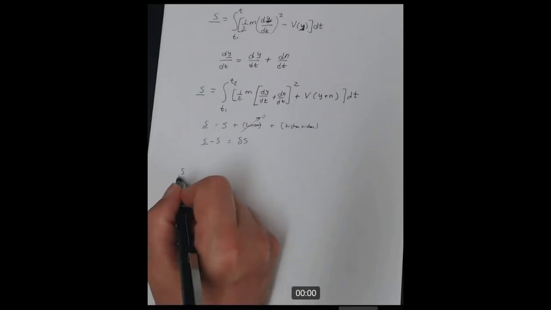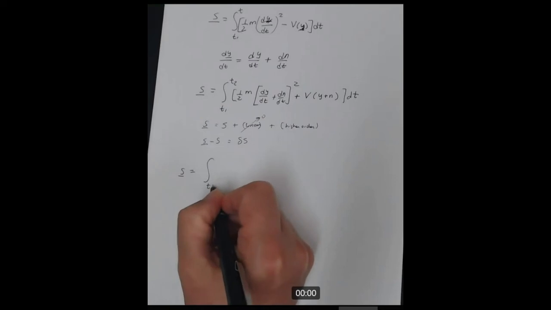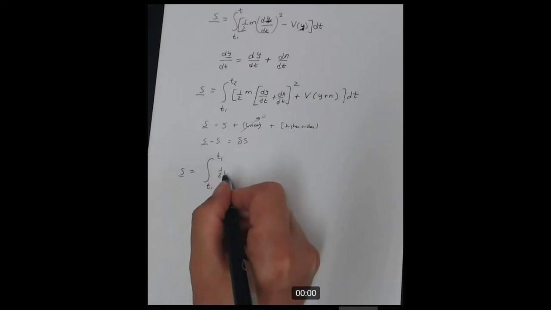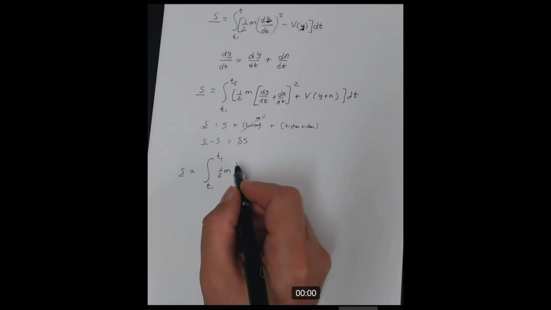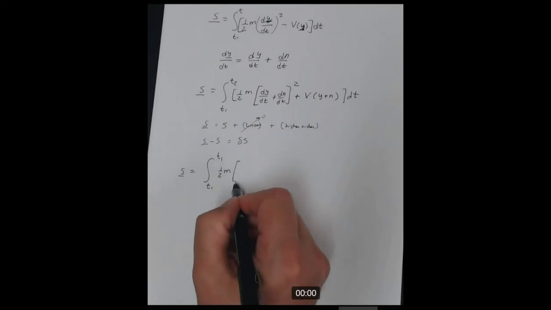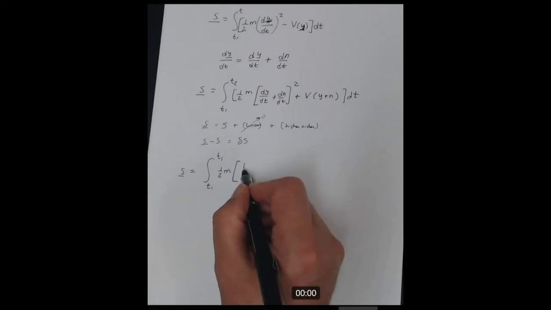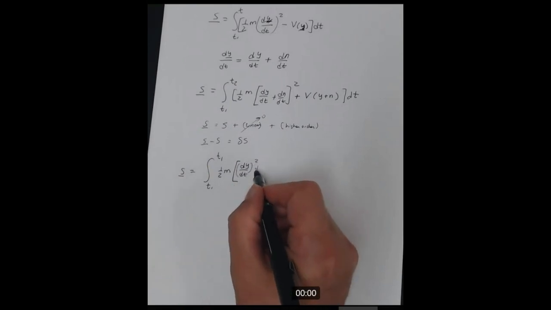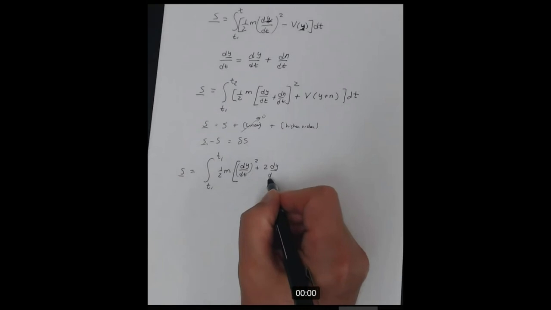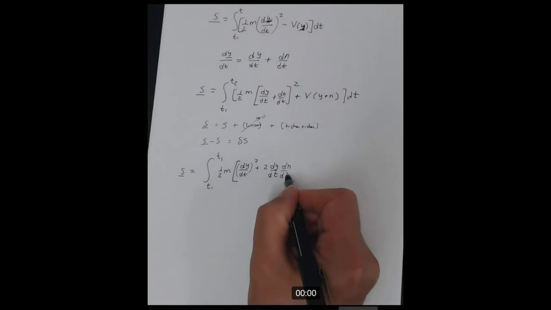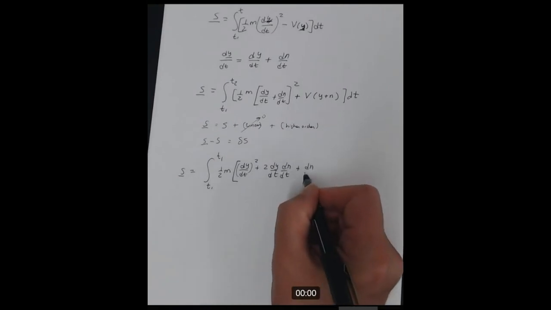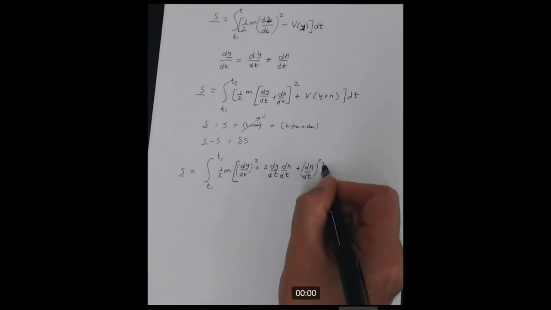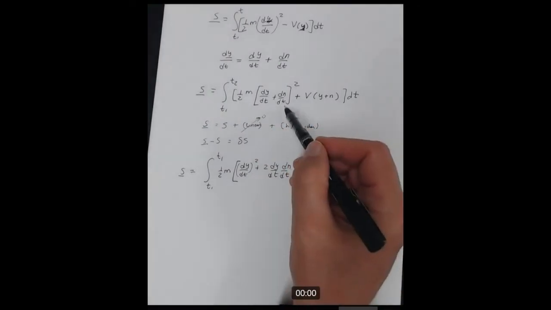So that's where I'm going. So now I'm going to rewrite this as the integral from T1 to T2 of 1/2 m times, and this will become (dy/dt) squared plus 2 (dy/dt)(dn/dt) plus (dn/dt) squared. So that's what this becomes.